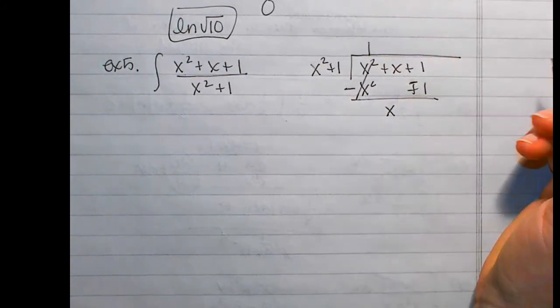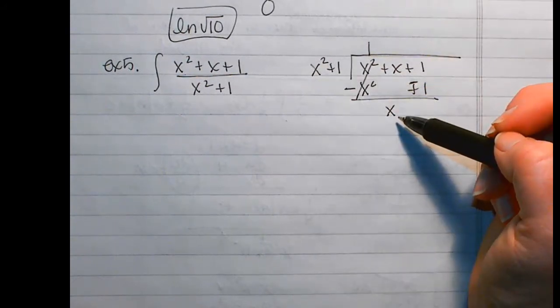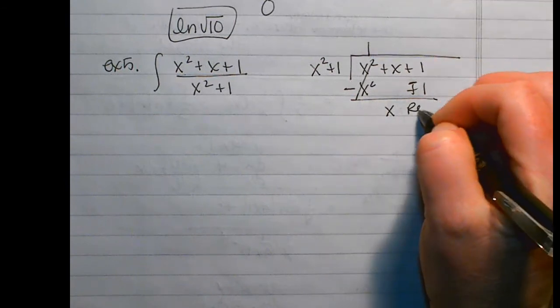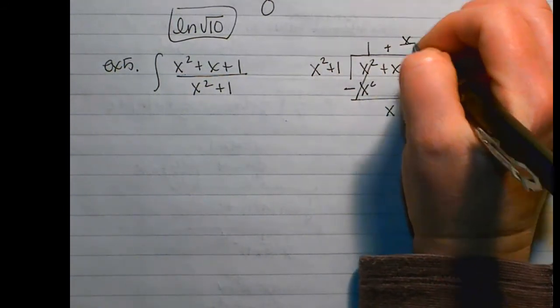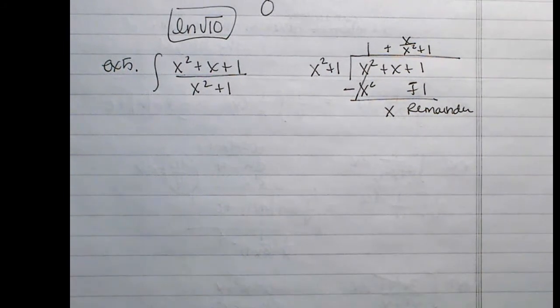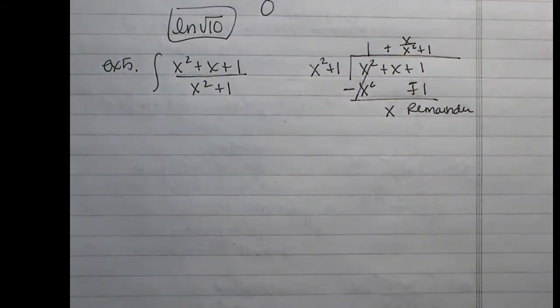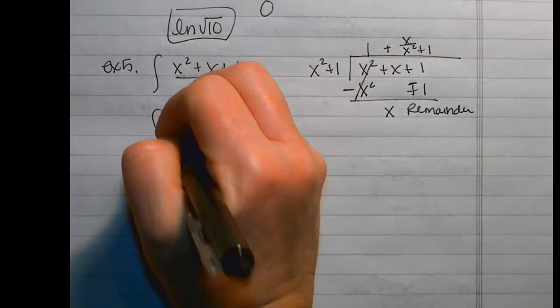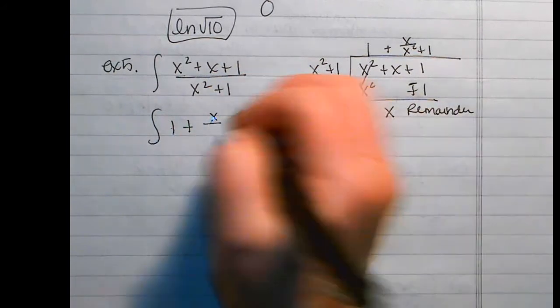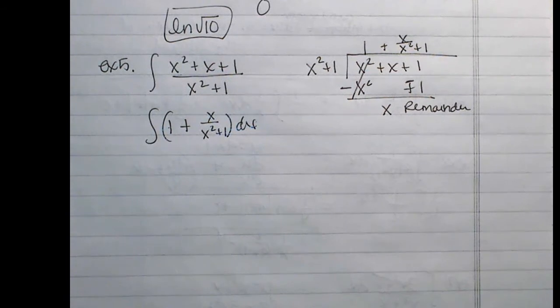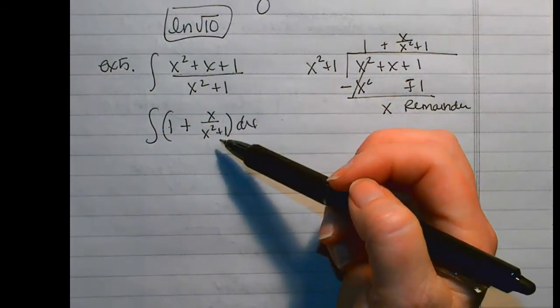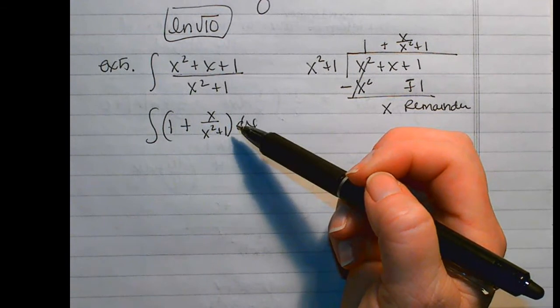I've got x. Does x squared go into x? No. It's the remainder. Do you remember how to write the remainder? Yes, so x over x squared plus 1. Just like if you were doing numbers, you'd say, I've got 1 left over, that's 1/5 at the end, or whatever. So now I've got the integral of 1 plus x over x squared plus 1 dx. So we actually did the division. We took it from division to be a quotient, and now we can take the integral separately.